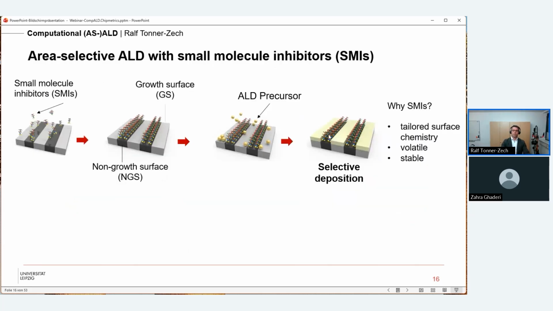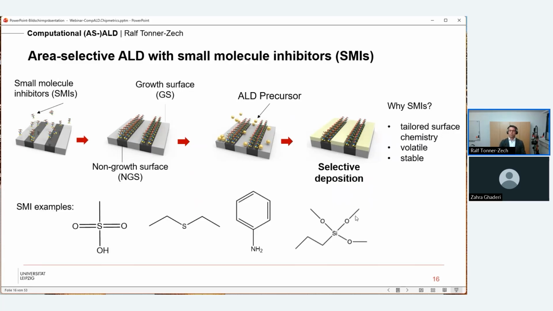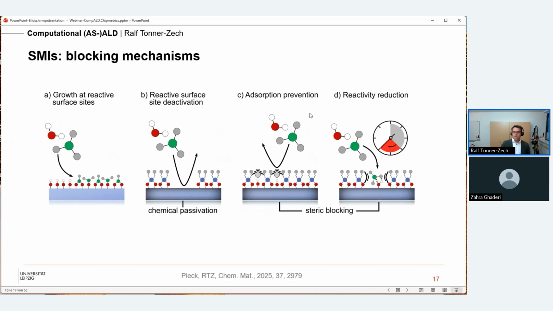And that's the possibility for doing area-selective ALD with these small molecule inhibitors. You put them on your non-growth surface, then you do ALD, and then you try to get them off again. Okay, these are some of the molecules that we investigated in the last years, mainly together with Bo Ram Lee and Stacy Bent, and I will show you two examples of our work on how theory can support experiment there.